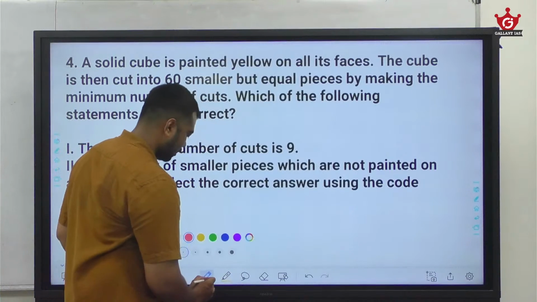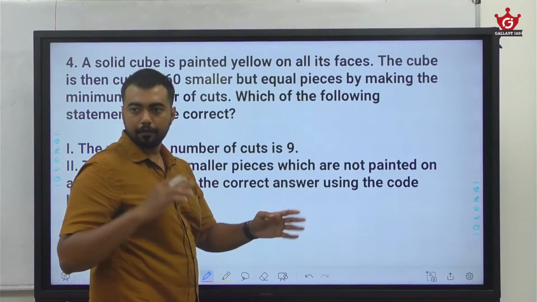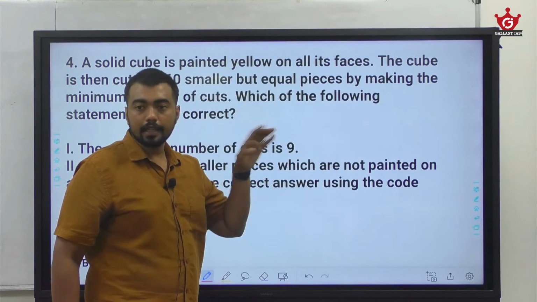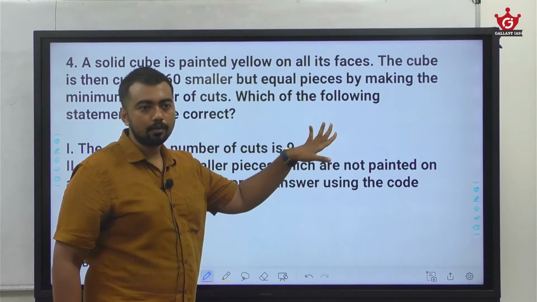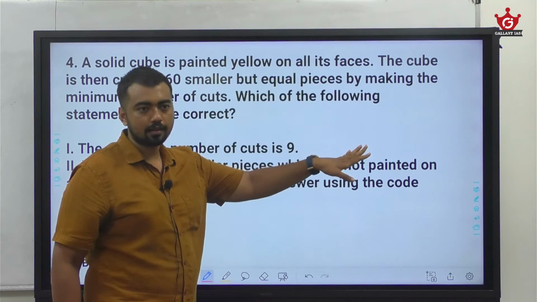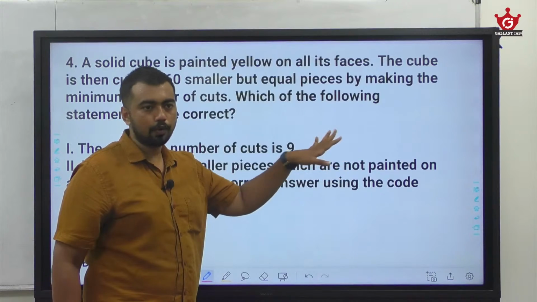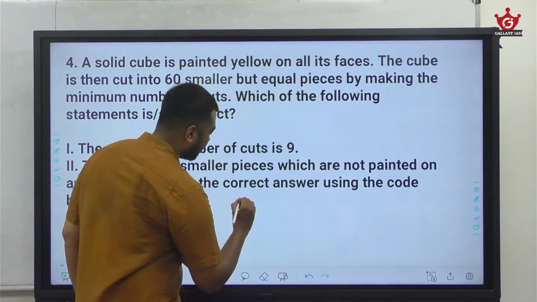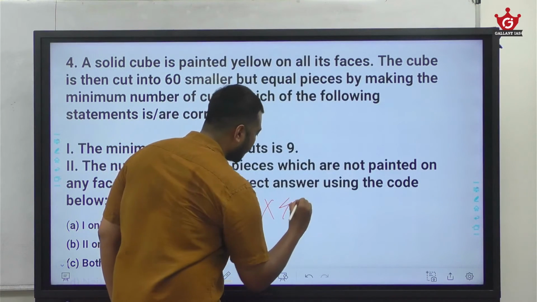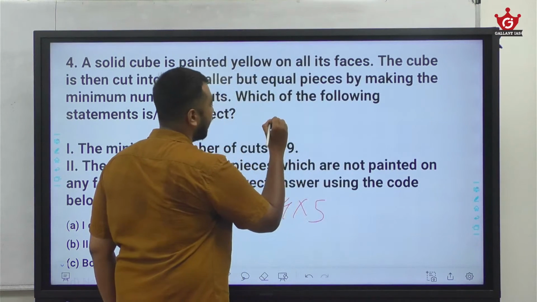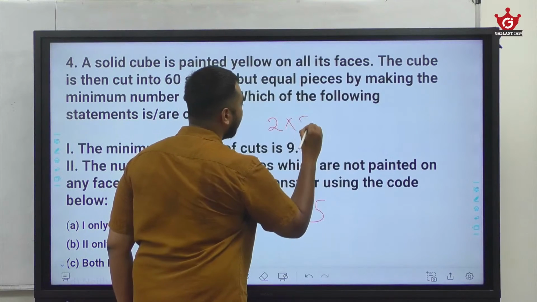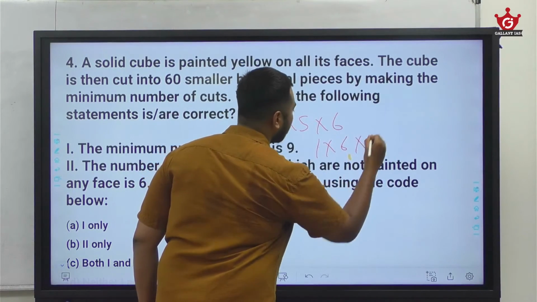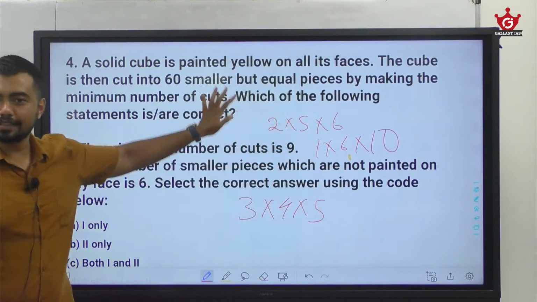Let me first give you an idea. It can be represented as 1 into 6 into 10. Then it can also be represented as 2 into 5 into 6. It can also be represented as 3 into 4 into 5. So these are the different ways in which 60 can be represented.